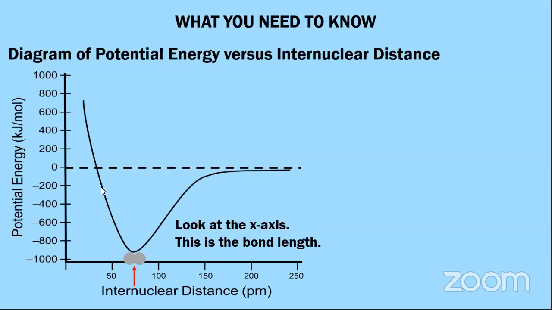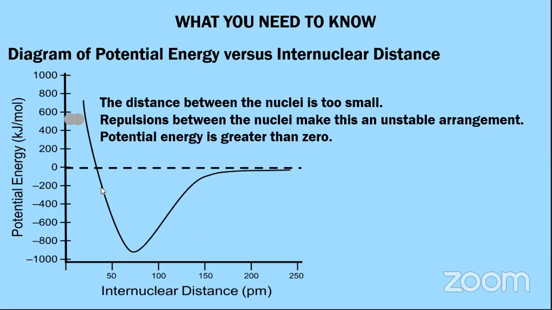What happens if we go even closer for these two atoms is that now there's too much repulsion between the nuclei. And this is an unstable arrangement. So as you can see, potential energy is now greater than zero when the atoms are too close together. So a chemical bond is essentially a balance between attraction and repulsions in terms of potential energy.